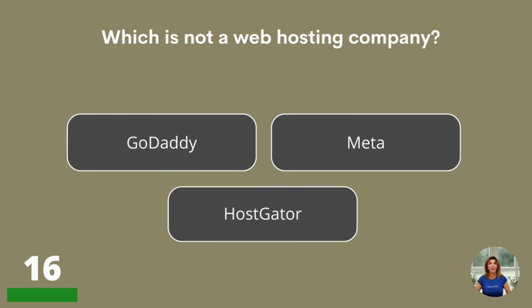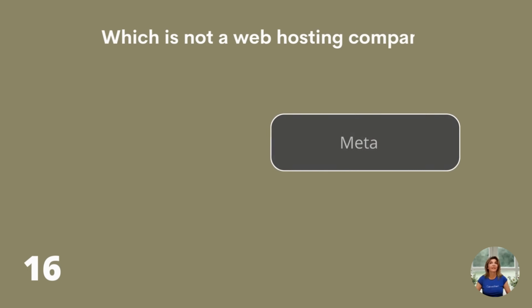Which is not a web hosting company? GoDaddy, Meta, or HostGator? Meta.